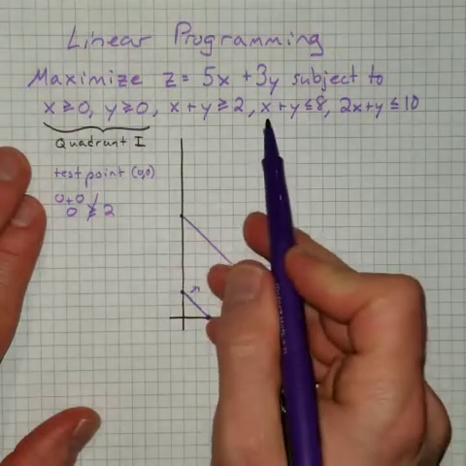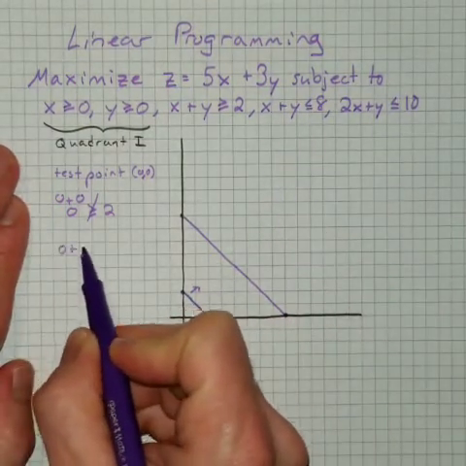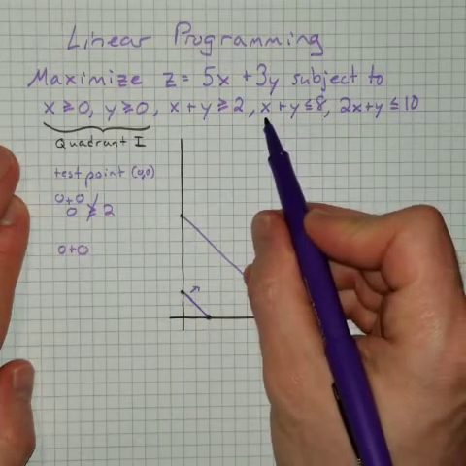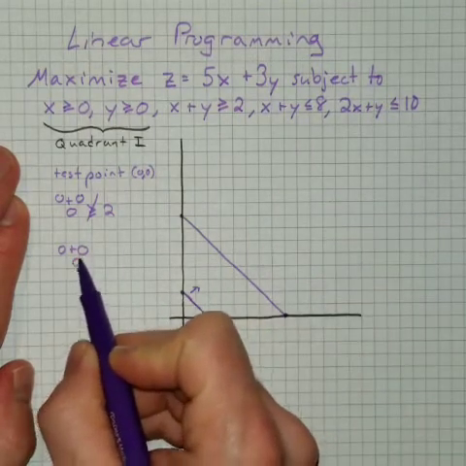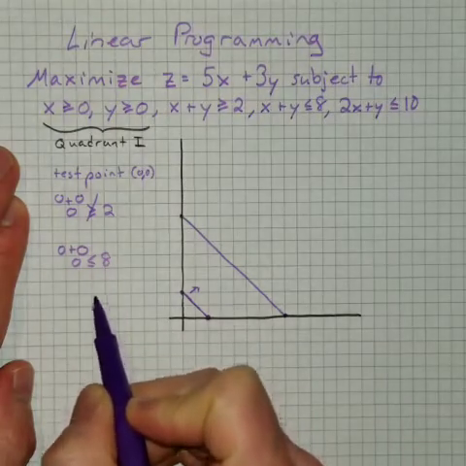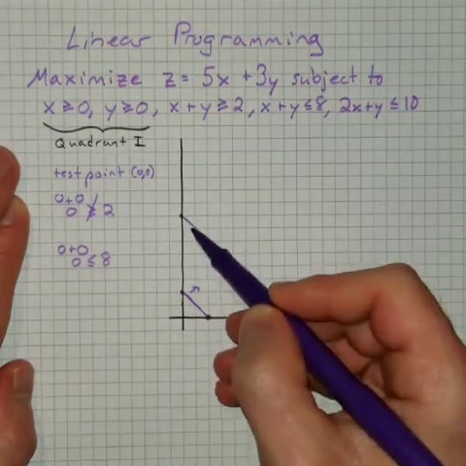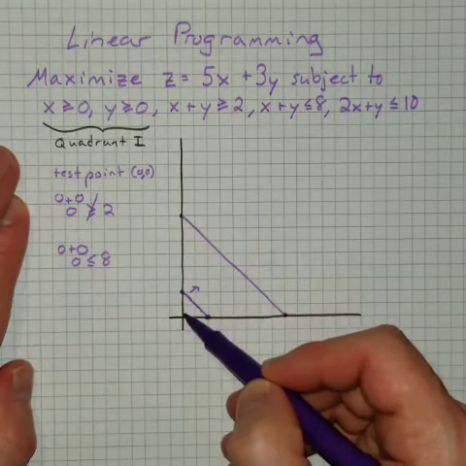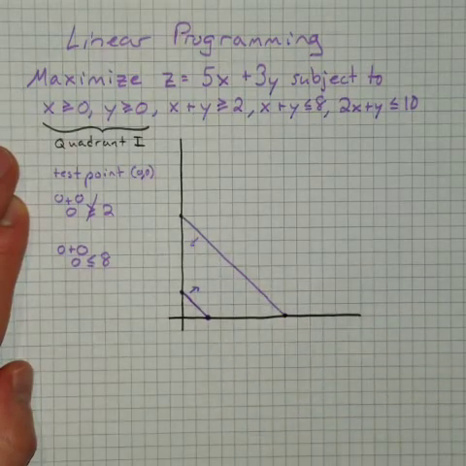Alright, I'm going to do the same test point for the second equation. You get 0 plus 0, which is 0, and that is definitely less than or equal to 8. That one is true. So on the second inequality, I'm going to shade the side that is toward the origin. So that would be down to the left.